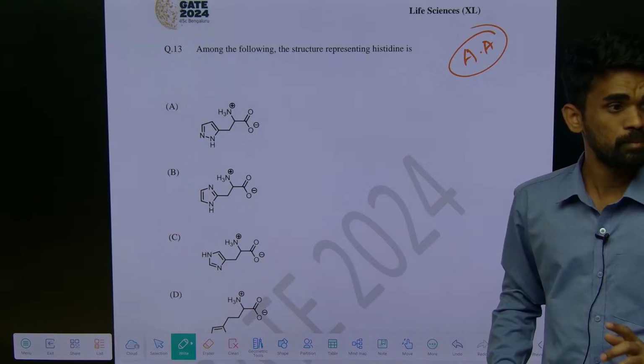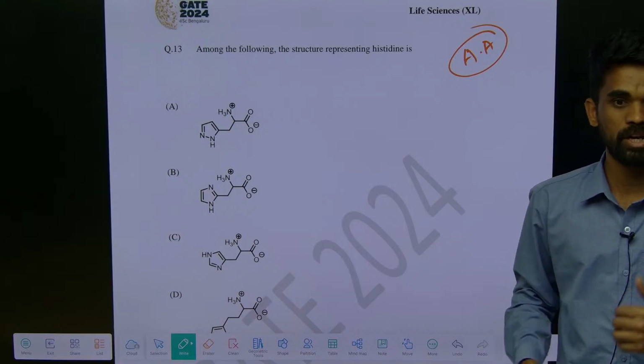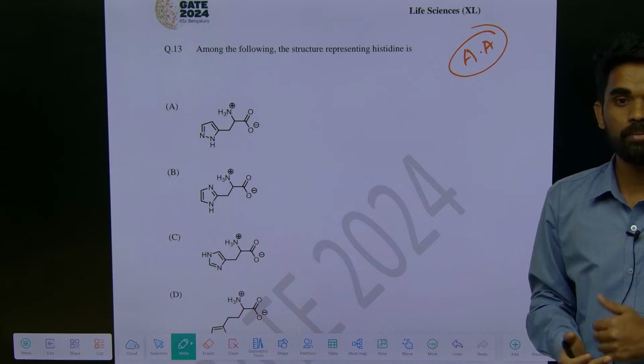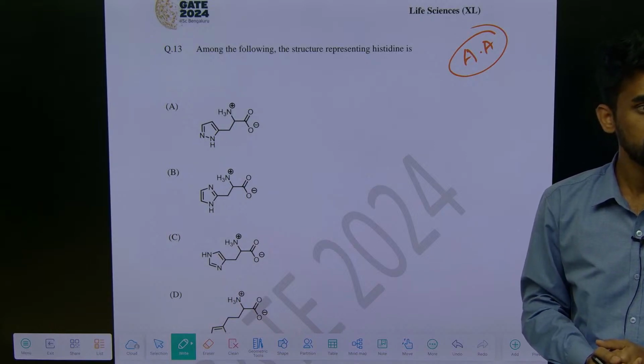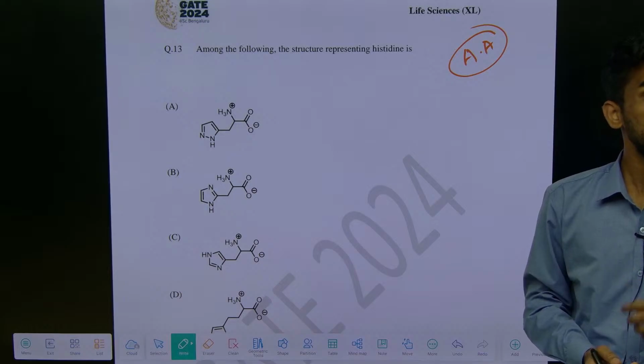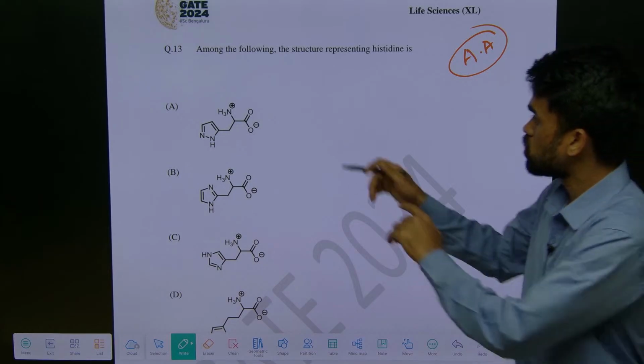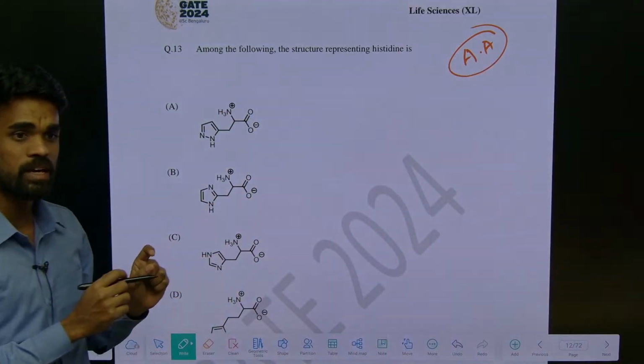Proline ring containing amino acid, pyrrolidine containing amino acid. Proline is a pyrrolidine ring containing amino acid. Indole ring containing amino acid, tryptophan. Imidazole ring containing amino acid. Like that we can expect the question. So here in histidine we will be having an imidazole ring.